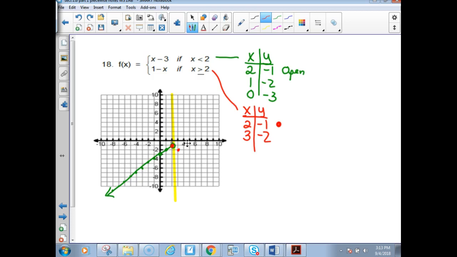Did you find something weird out? It filled it in, didn't it? The second one fills in the open hole. Are we good? Anybody need any help with that? Okay, why did it fill in? Well, because you get the same value when you plug in two. So one of them includes it, the other one didn't. It's the red one on my graph that included it.